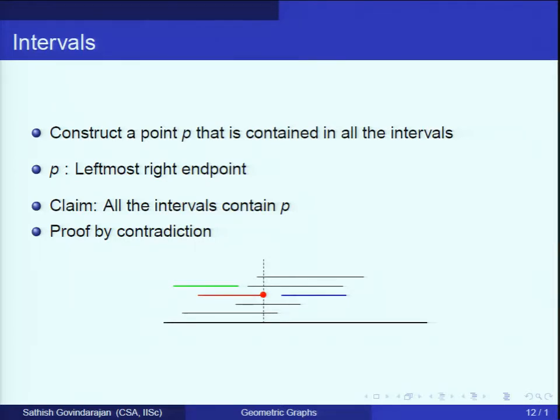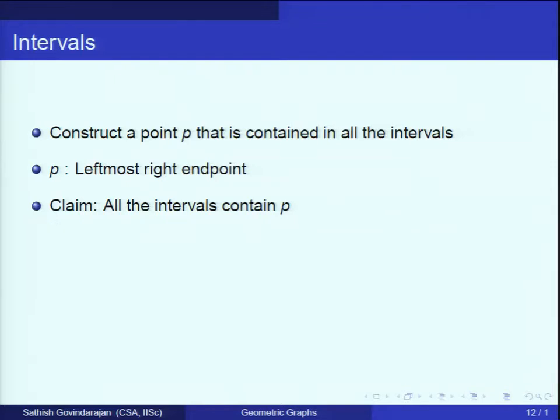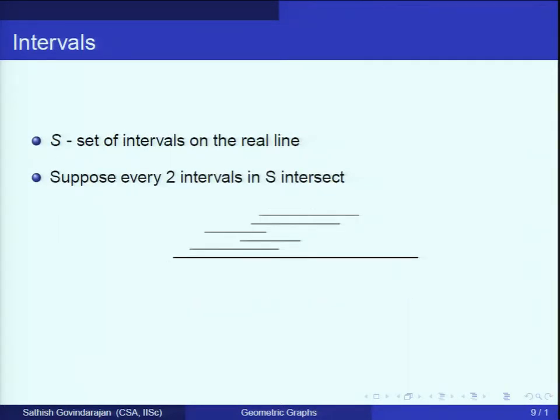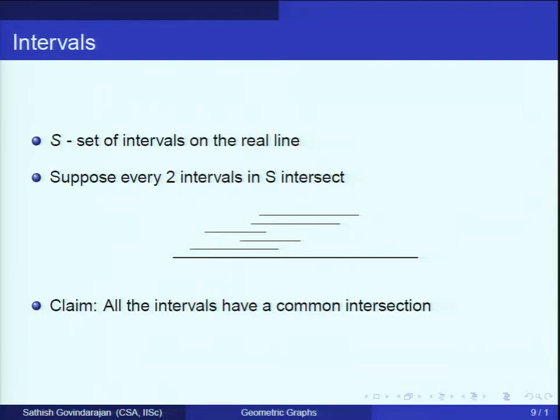Yes. Pardon? The conclusion of the proof is that I wanted to prove the statement. I wanted to prove that all the intervals have a common intersection. And I have proved that because I showed that there is a point, the red point, which is present in all the intervals, which means that all the intervals must have a common intersection. Common intersection means that there has to be at least one point, right? The intersection is non-empty.